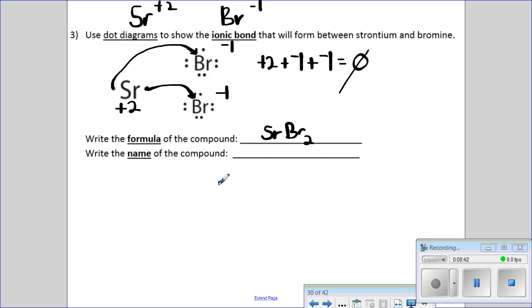And then to name an ionic compound, remember, it's just the name of the metal followed by the root of the nonmetal, and then you add the ending -ide. So this is going to be strontium bromide.